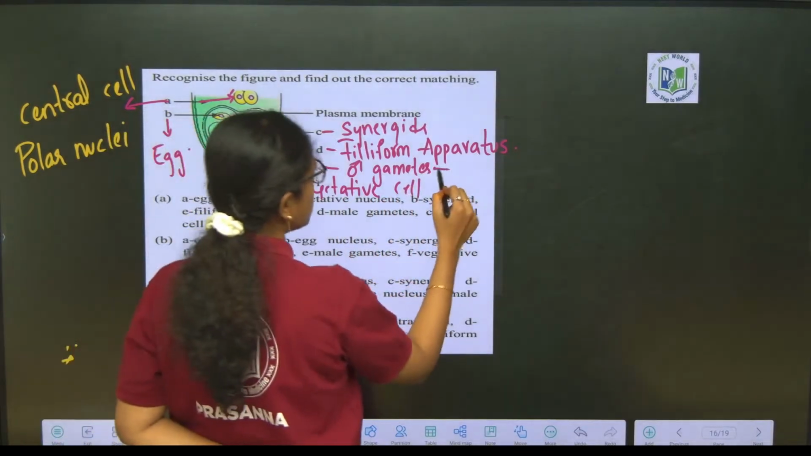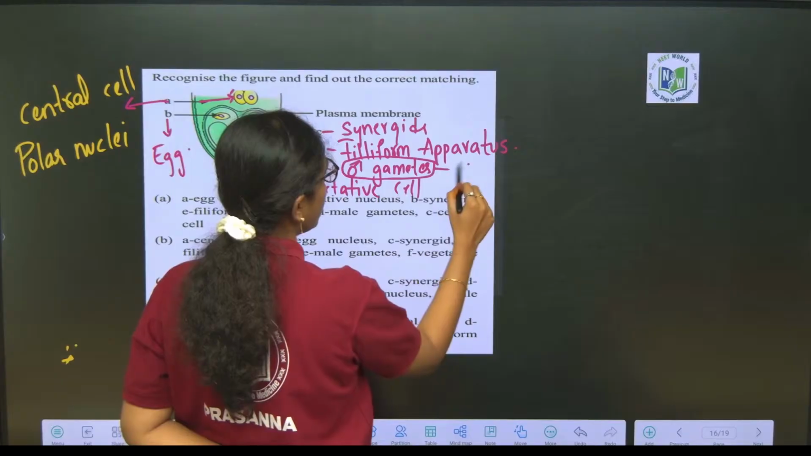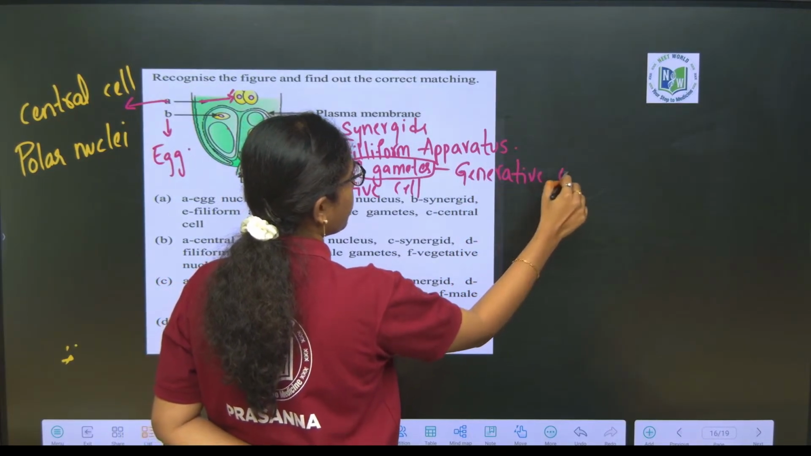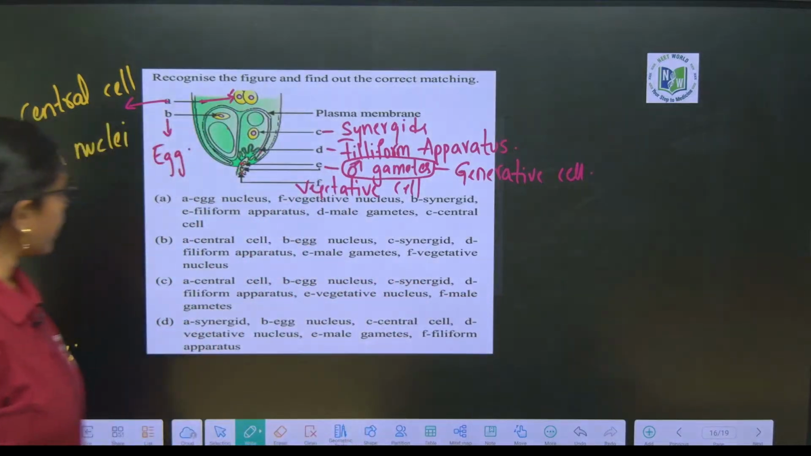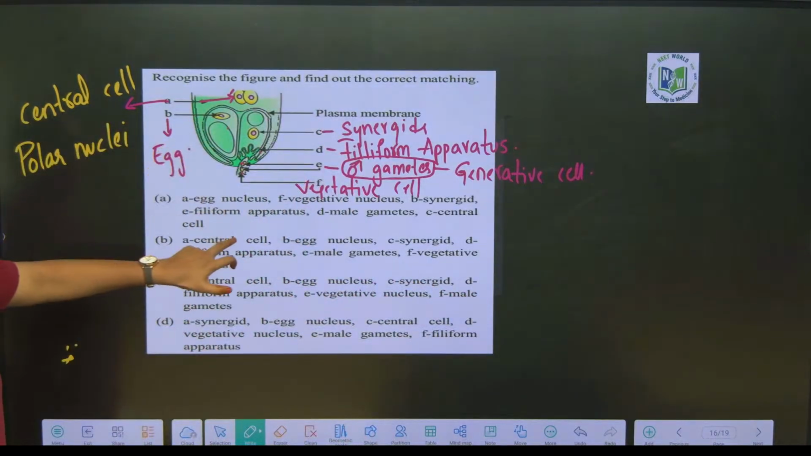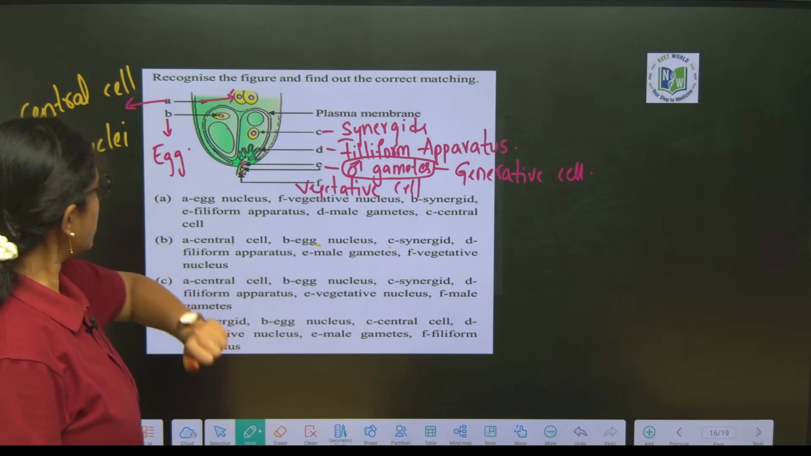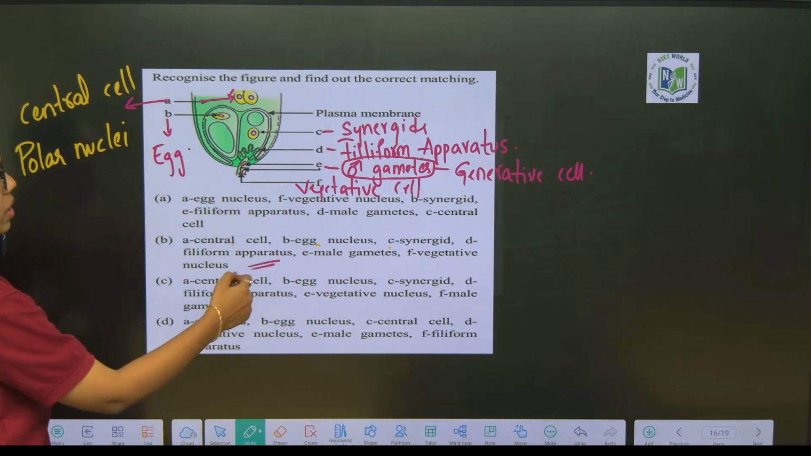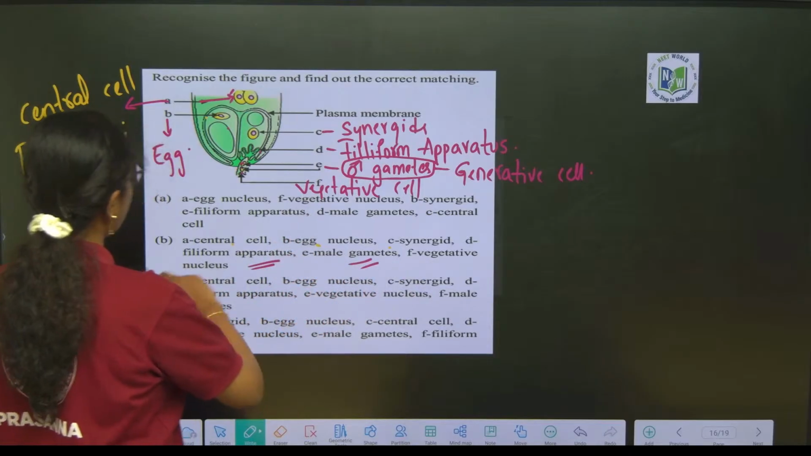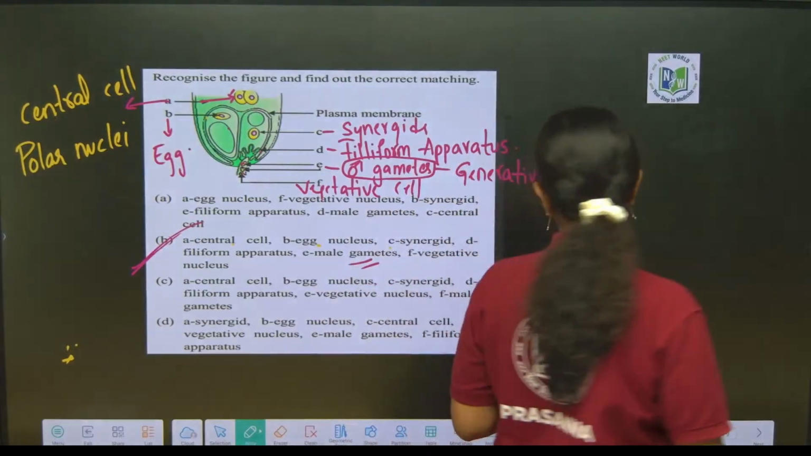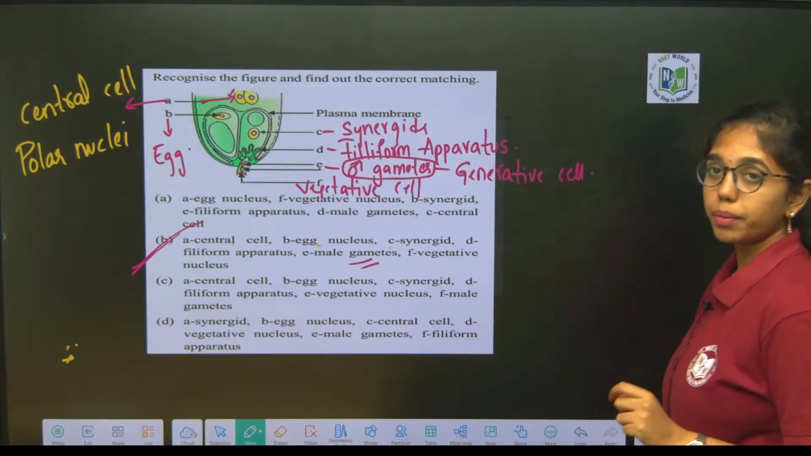And here, male gametes are produced from what? Generative cell. Look at here carefully. So, A is what? Central cell, B will be egg nucleus, C is synergids, D will be filiform apparatus, E male gametes, F will be vegetative nucleus. So, here B is the right answer. Clear, right? Any doubt anywhere, beta?